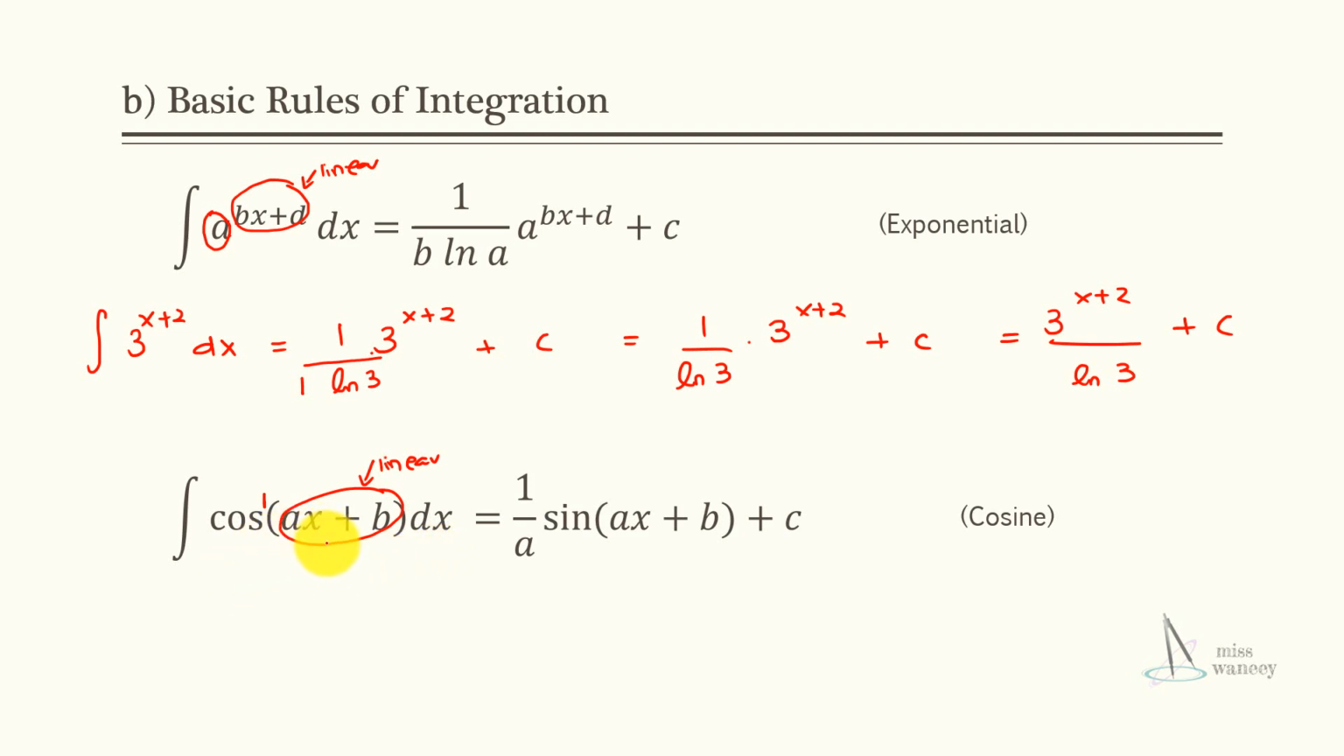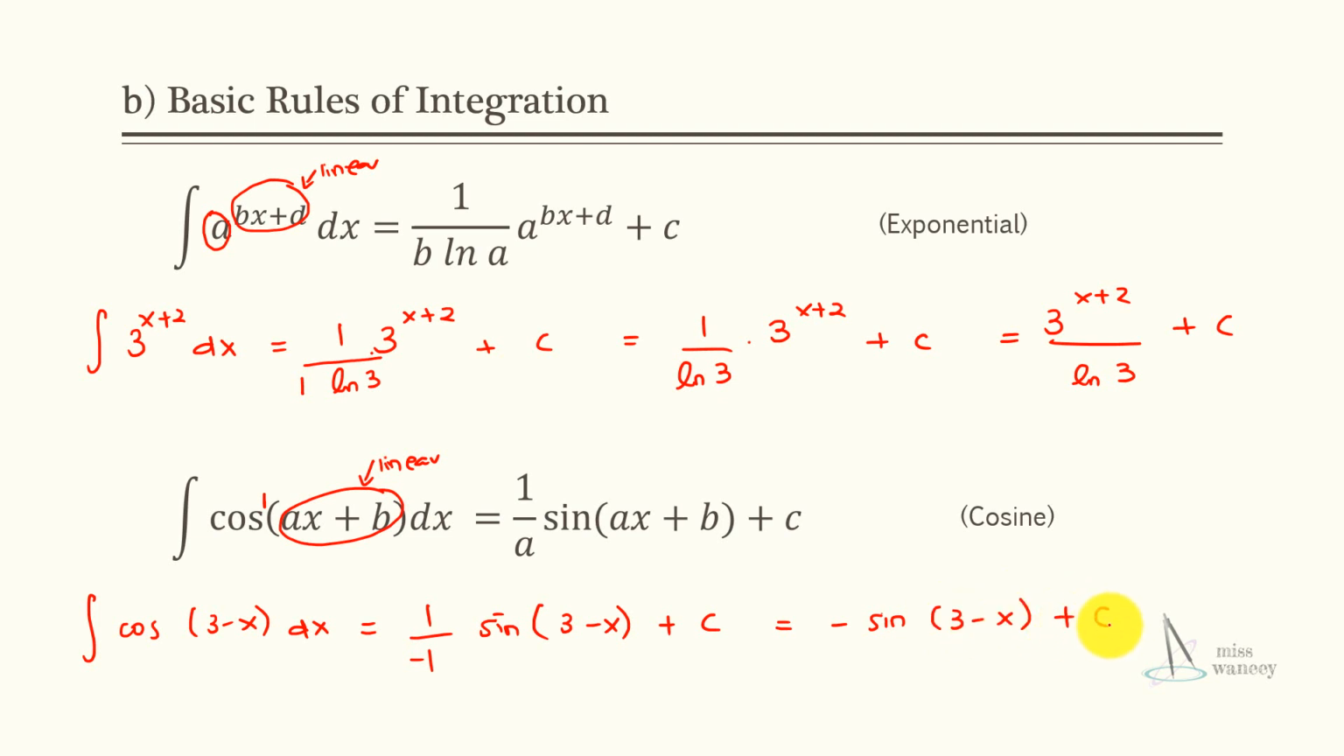So cos of ax plus b dx, so 1 over the coefficient of x, sine of ax plus b, plus c. So if let's say I give you cos of 3 minus x dx, so 1 over, the coefficient of x is -1, and then sine, take whatever you have, so 3 minus x, plus c. So this is negative sine of 3 minus x, plus c.